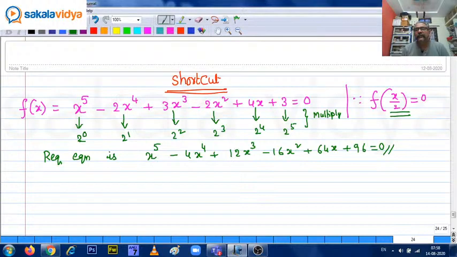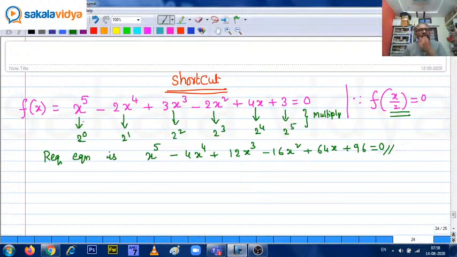It's very simple actually. When you multiply the roots of this f of x is equal to 0, generally f of x by 2 is equal to 0, we need to find out. But instead of that, from the first term onwards, you multiply like this: 2 power 0, 2 power 1, 2 square, 2 cube, 2 power 4, 2 power 5, 2 power 6, and so on like that.